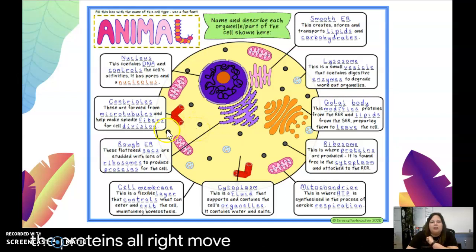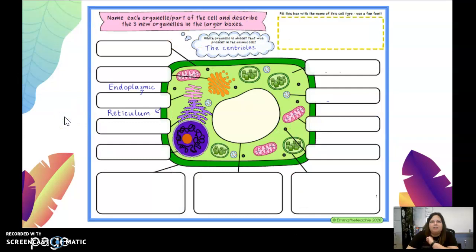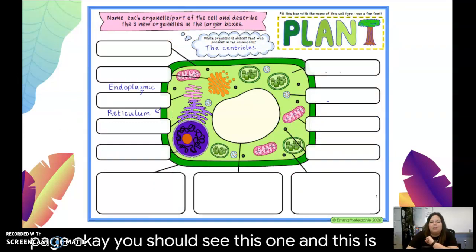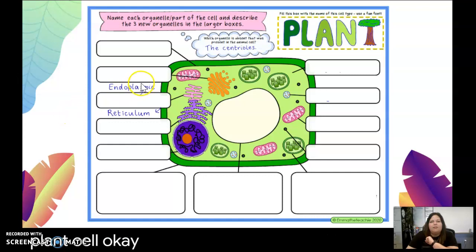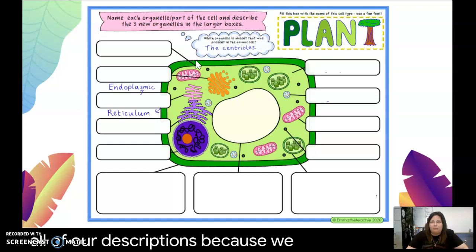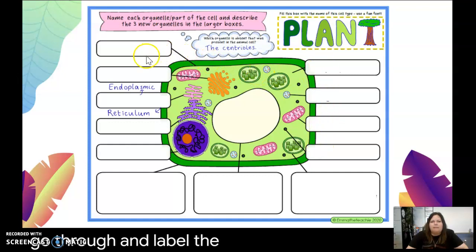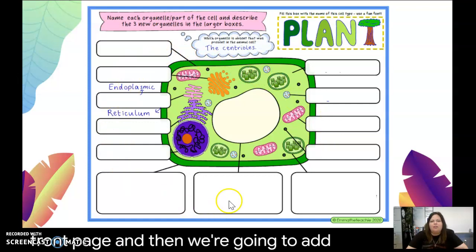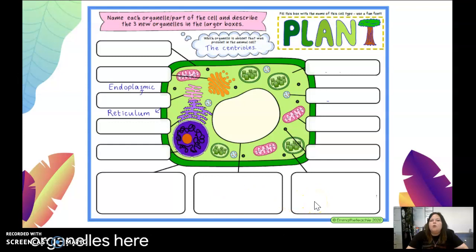All right, moving on to the back of the page. Okay, you should see this one, and this is our plant cell. For this one, we're not going to rewrite all of our descriptions because we have them on the front page. What we are going to do is just go through and label the ones that match up with our front page, and then we're going to add 3 new organelles here. We are going to write the descriptions for those, however.